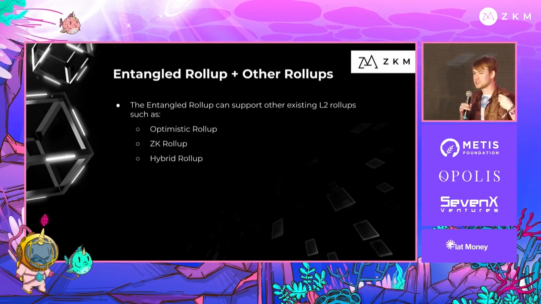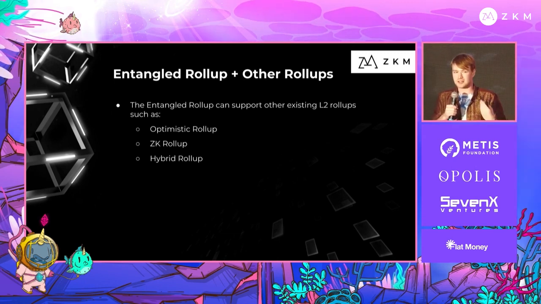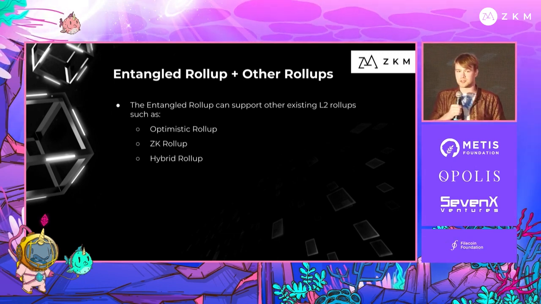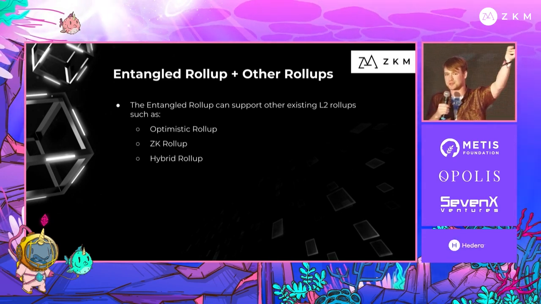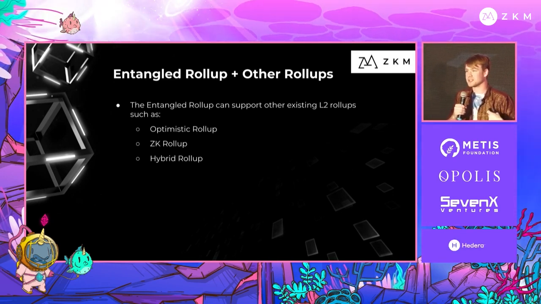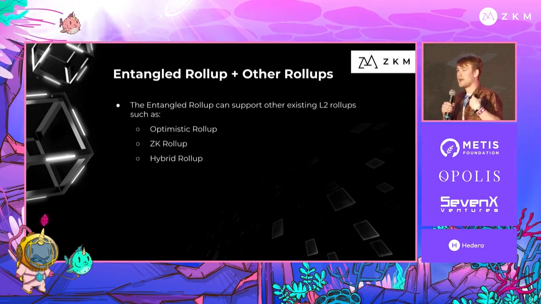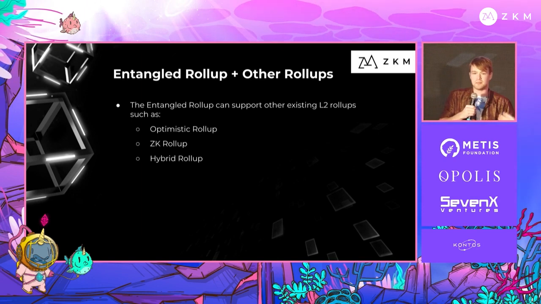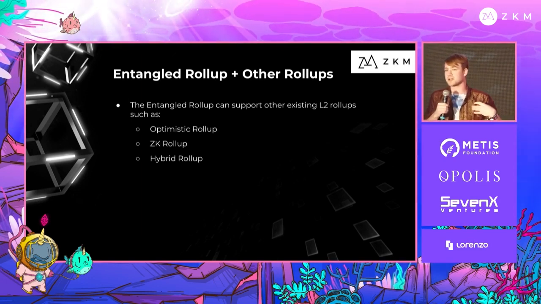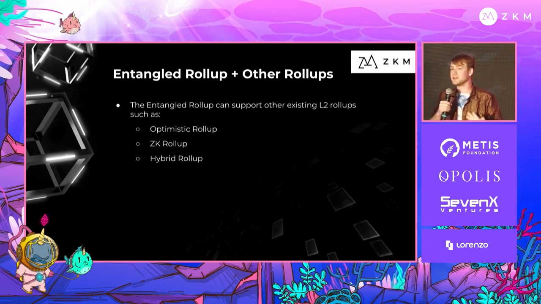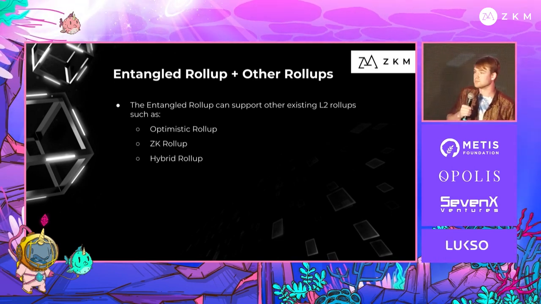The entangled rollup can actually implement and adopt other L2s, optimistic rollups, ZK rollups, and hybrid rollups as well. Now, hybrid rollups is the combination between optimistic and ZK. But essentially, I can adopt any other layer 2 that's already implemented: Arbitrum, Optimism, Metis. We have different types of layer 2s that already exist in the ecosystem, and they can all be included within this type of structure.